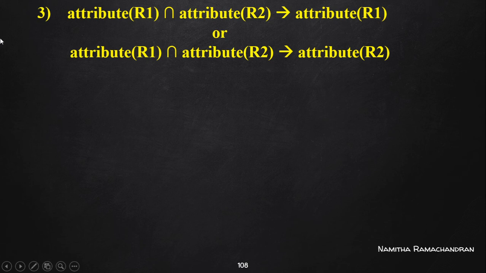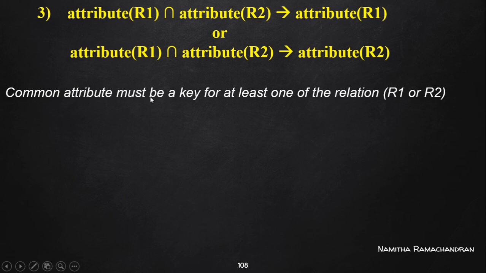What is the actual meaning of this expression? It means that the common attribute between R1 and R2 can derive attributes of R1 or R2. That means the common attribute must be a key or a candidate key of any of these relations R1 or R2. That common attribute between R1 and R2 must be a candidate key for either R1 or R2.